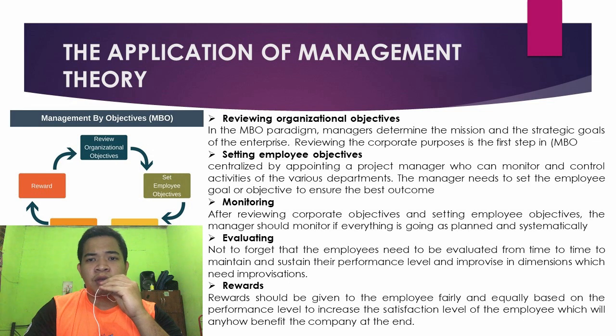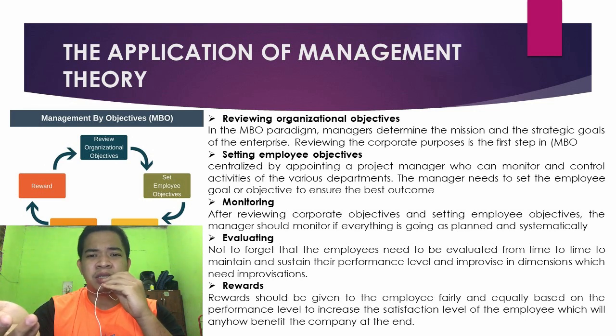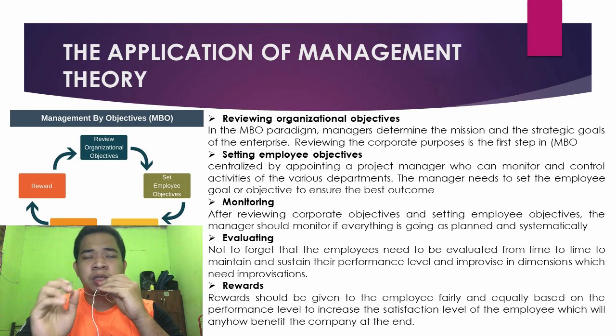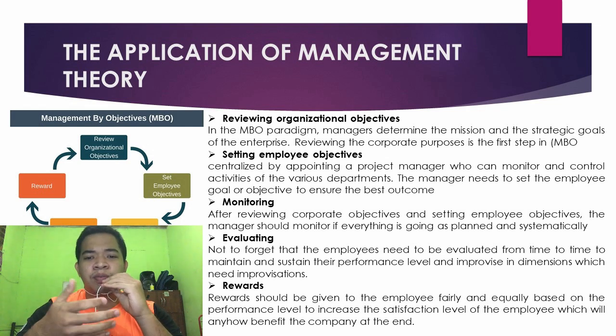Firstly is reviewing organizational objectives. In the MBO paradigm, managers determine the mission and the strategic goals of the enterprise. Reviewing the corporate purpose is the first step in MBO. The goals set by the top-level managers are based on the analysis of what can and should be accomplished by the organization within a specific period of time. The manager would also request the worker or employee to set some of his or her own goals to ensure there is always a win-win situation.